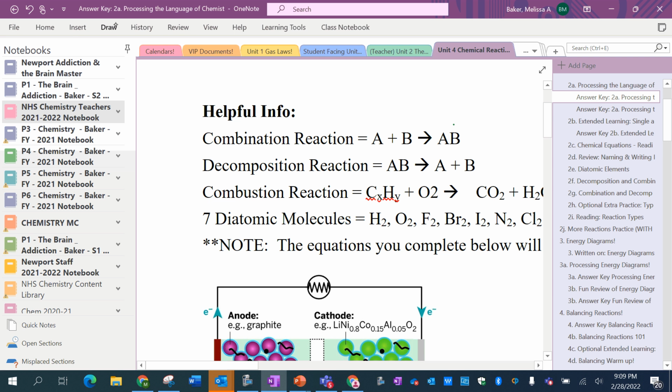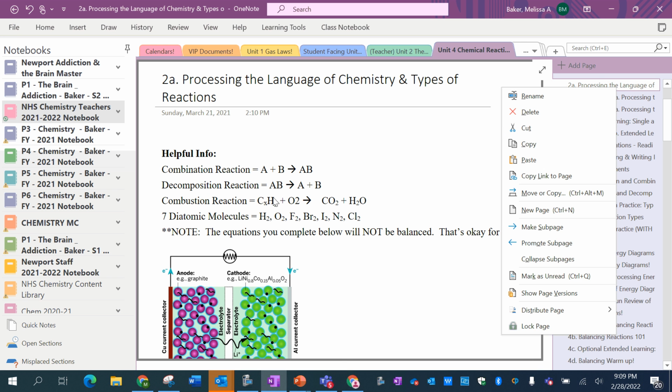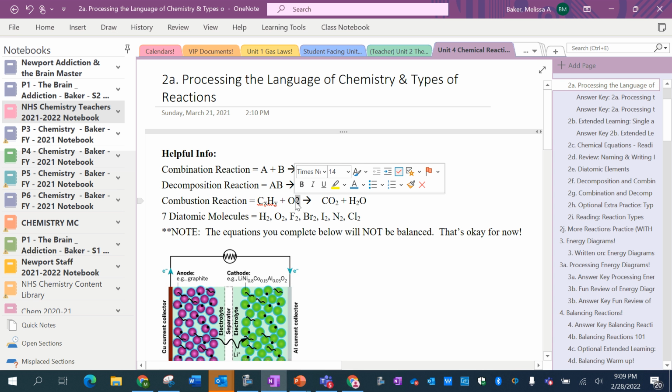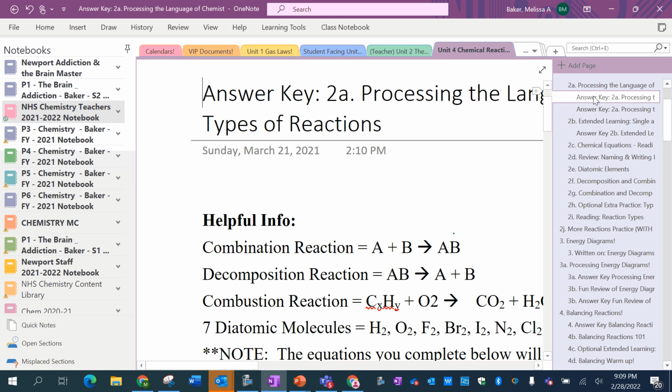Okay, I'm going to switch colors here. And also, I just noticed this 2 was not a subscript, so I'm going to fix that on the original. Okay, let's get to it.